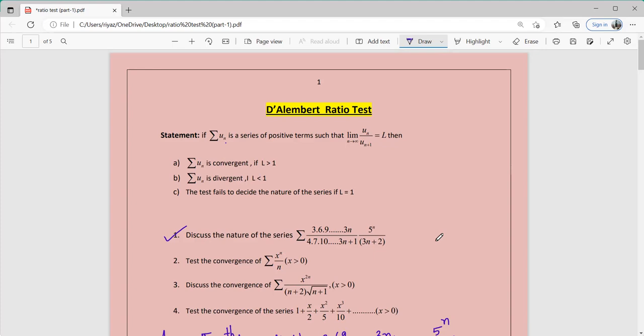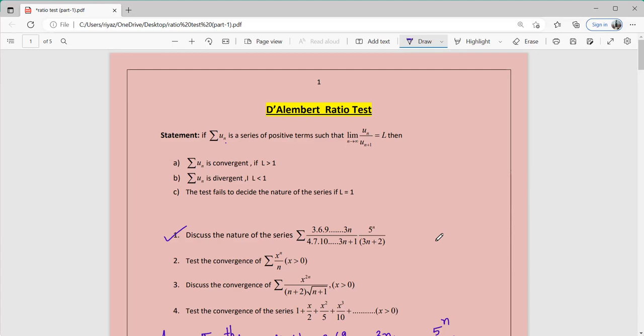और अगर UN आपके पास nth term में है, तो खाली जहां भी n है वहां n+1 रिप्लेस करें तो UN+1 आ जाता. Then we can calculate the value of UN by UN+1, and then we apply the limit n tends to infinity on both sides. Whatever the answer is there, if you are getting greater than 1, then we say it is convergent. If it is less than 1, then we say it is divergent.